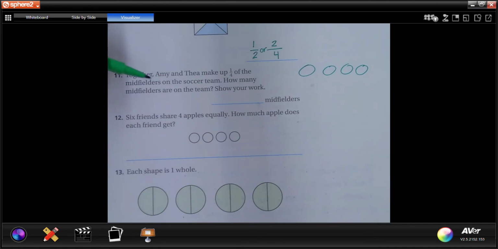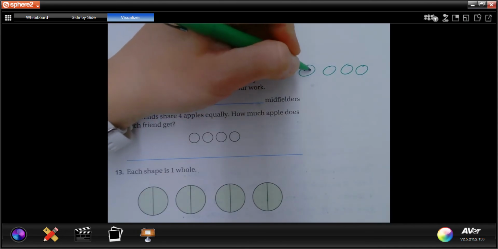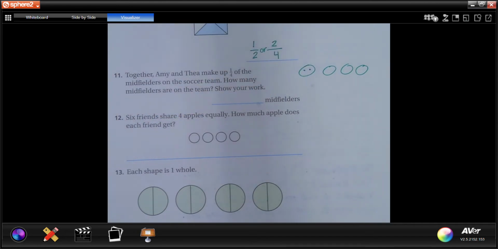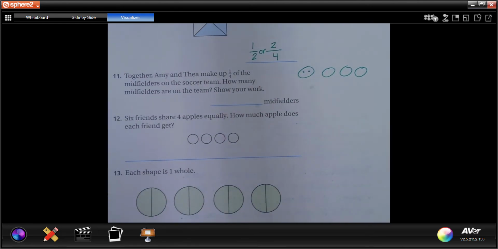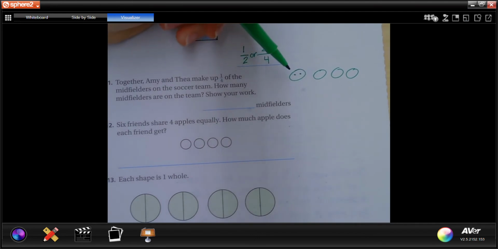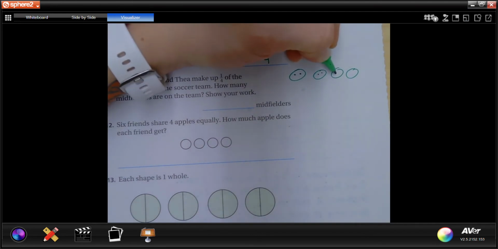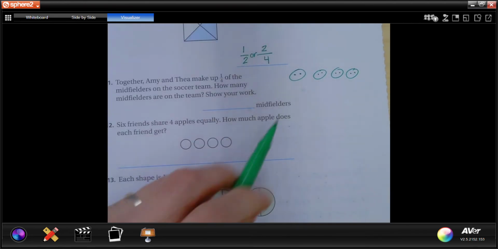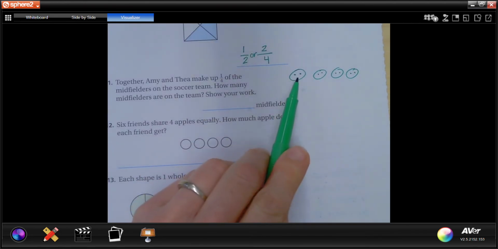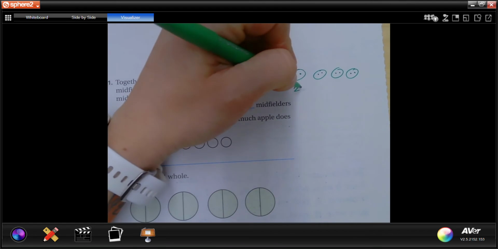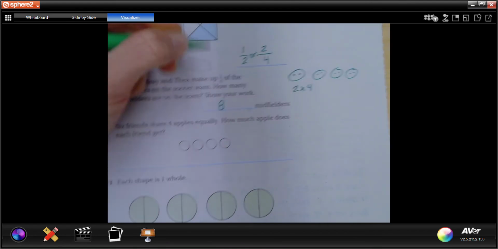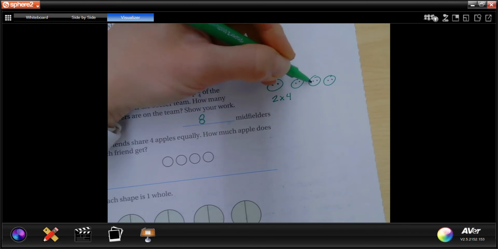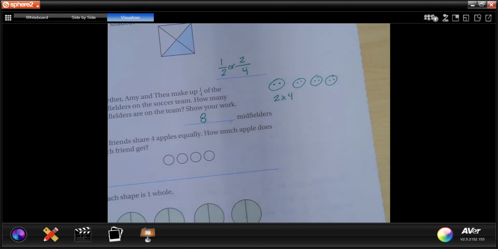Okay, so if we know that Amy and Thea make up 1 part, then how many midfielders are on the team altogether? Well, if we know that there are 2 in each group, then 2 there, 2 here, 2 here, 2 here. Well, 2 in each group times 4 groups, 2 times 4 equals 8. 1, 2, 3, 4, 5, 6, 7, 8.